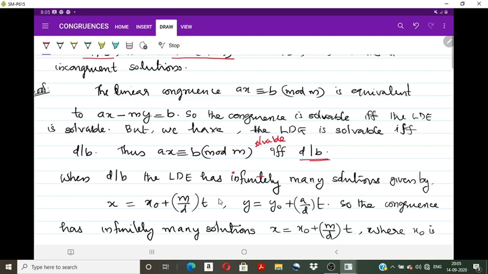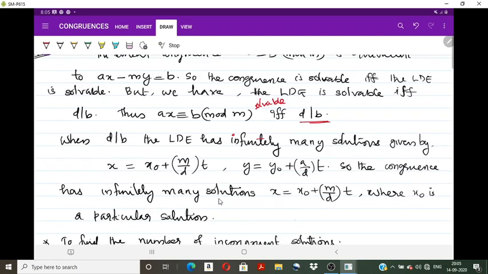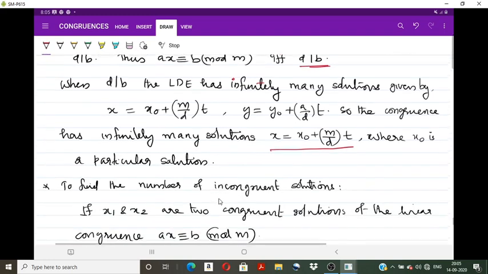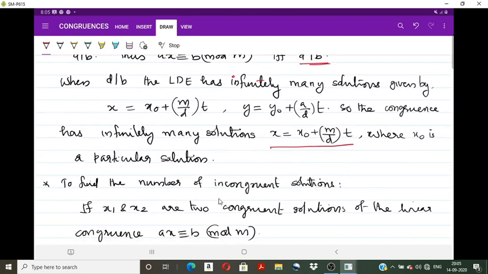So the congruence has infinitely many solutions of the form x equal to x naught plus m by d into t, where x naught is a particular solution that is to be determined by trial and error or any other suitable method. So any solution of the linear congruence is of the form x equal to x naught plus m by d into t, where t is any arbitrary integer. Now to find the number of incongruent solutions.